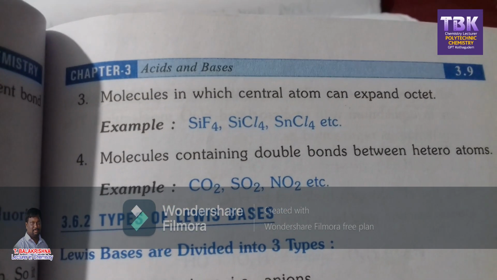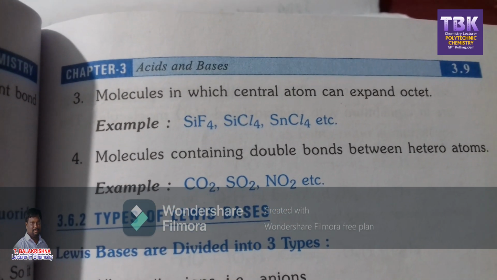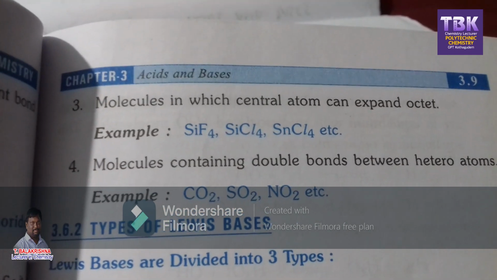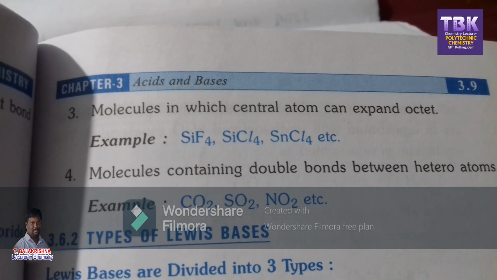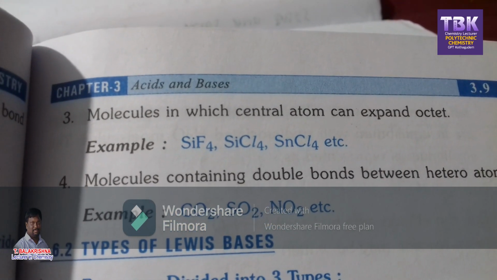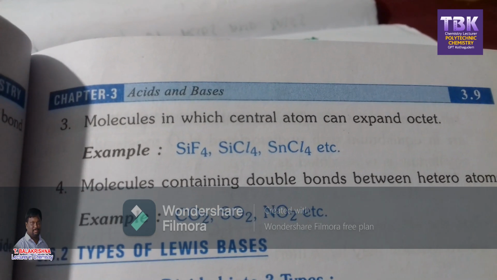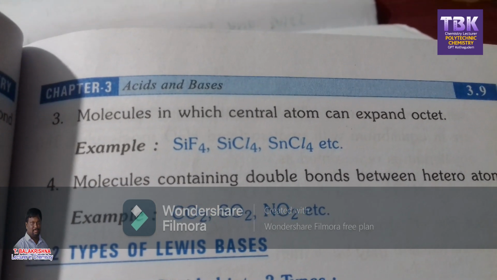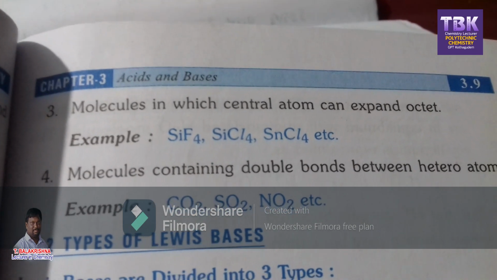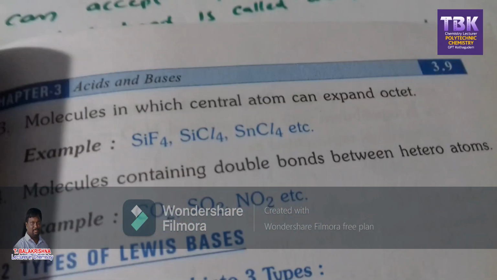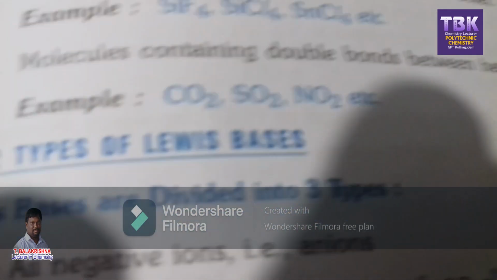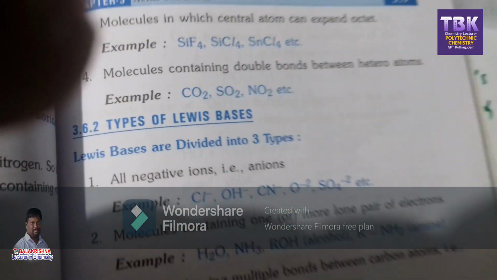Next, the molecules in which the central atom can extend the octet, that means more than 8 electrons. The central atom has more than 8 electrons in the outermost orbits. They also act as Lewis acids. The molecules containing a double bond between the heteroatoms. Double bond between the heteroatoms. Take one example, CO2.